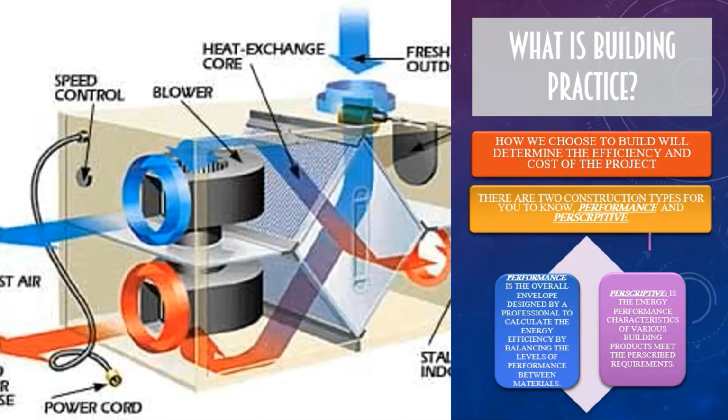We go through extremities here. So therefore, the wall has to meet a certain RSI value, a thermal resistance value. And because of that, the code has very stringent requirements on the materials that we have to put within that wall. But there's also another way around this, and that is called performance.